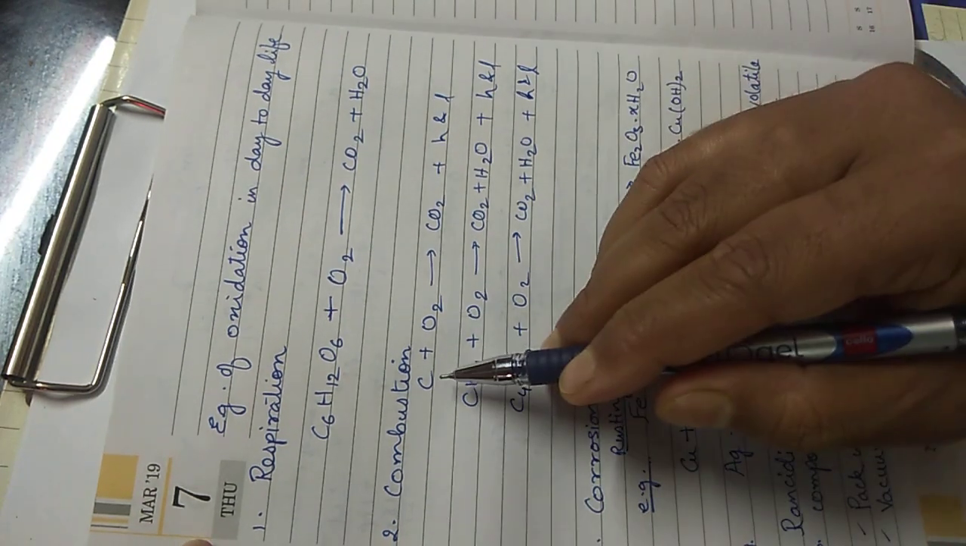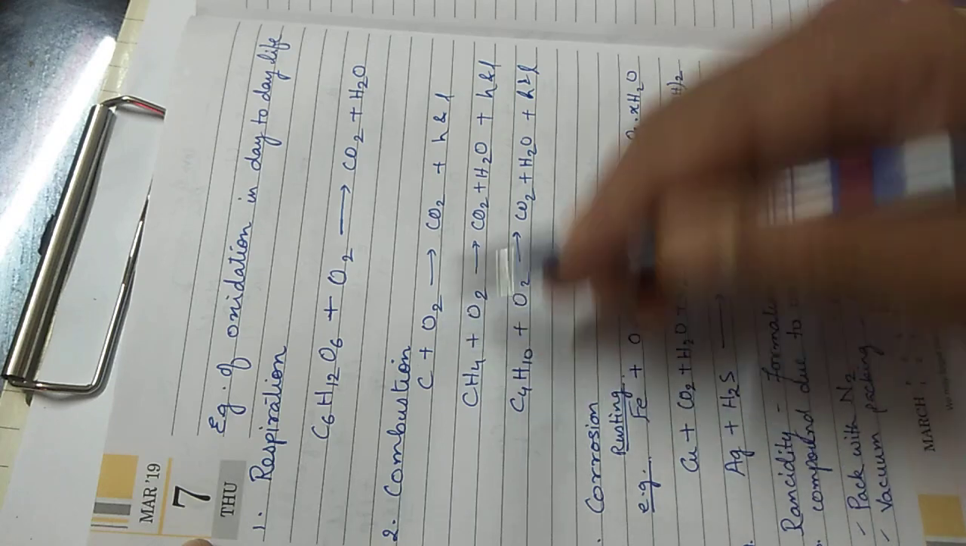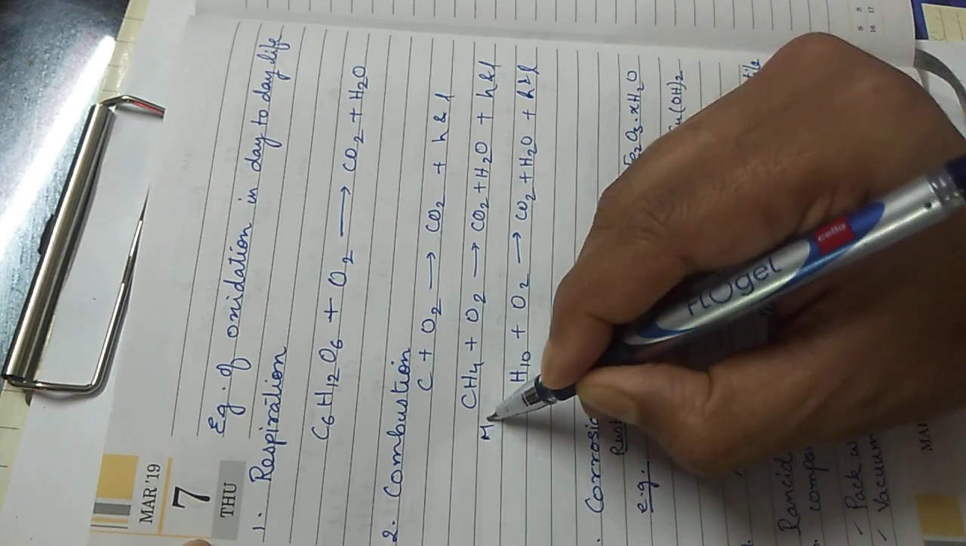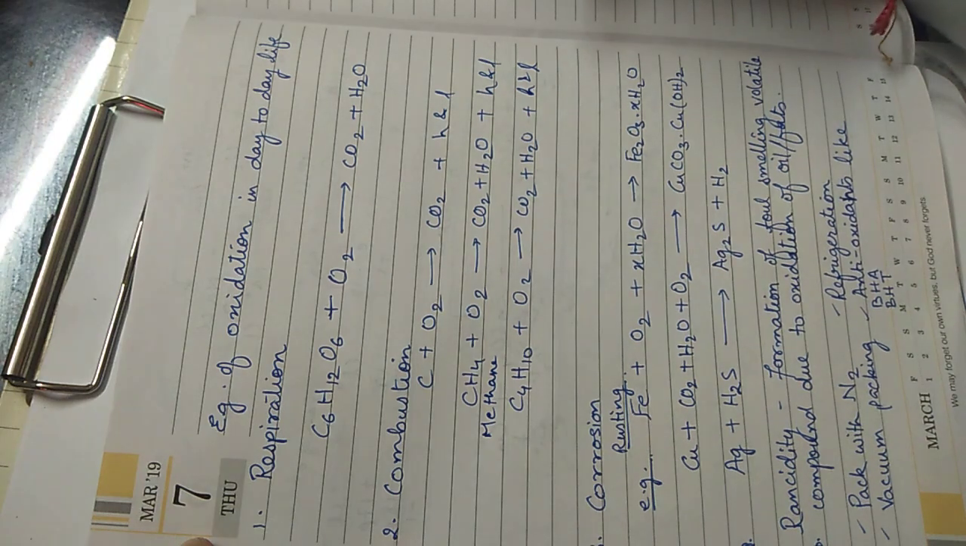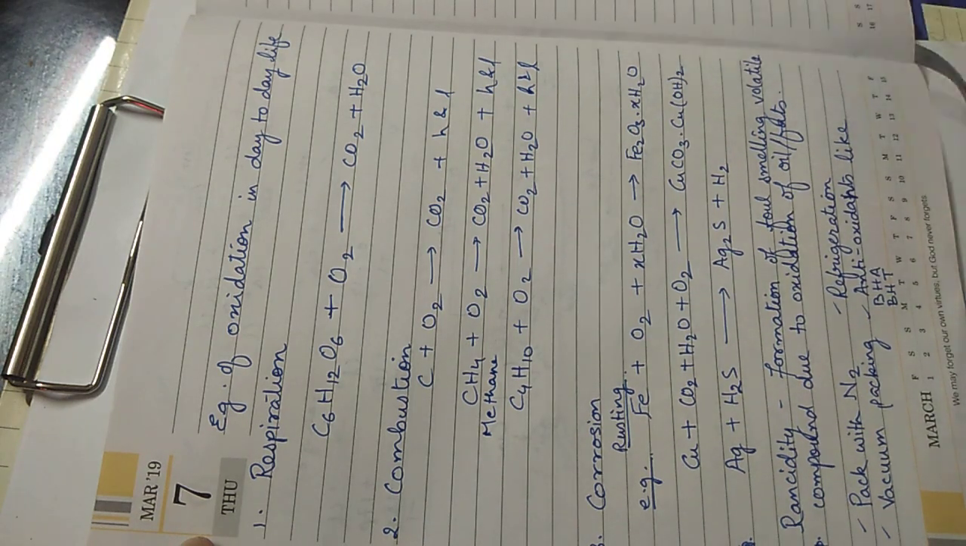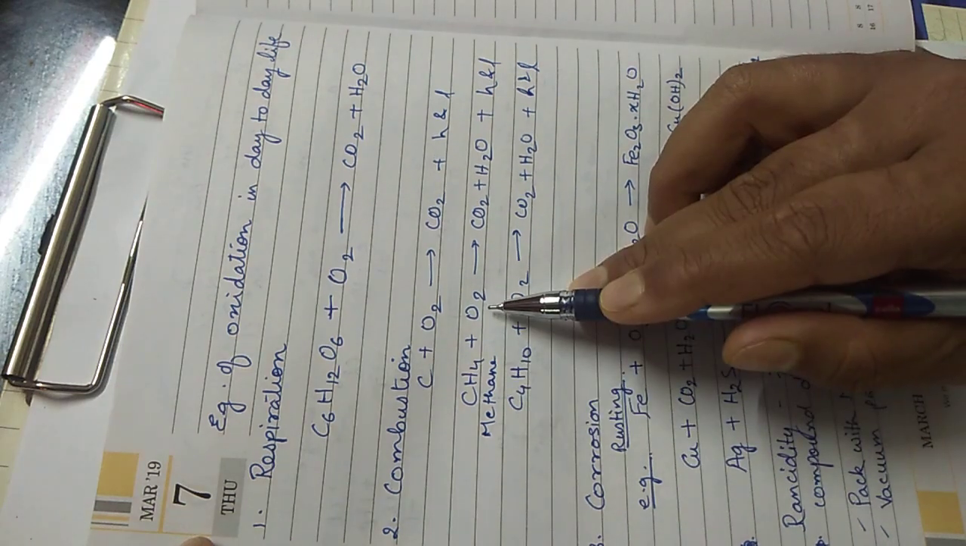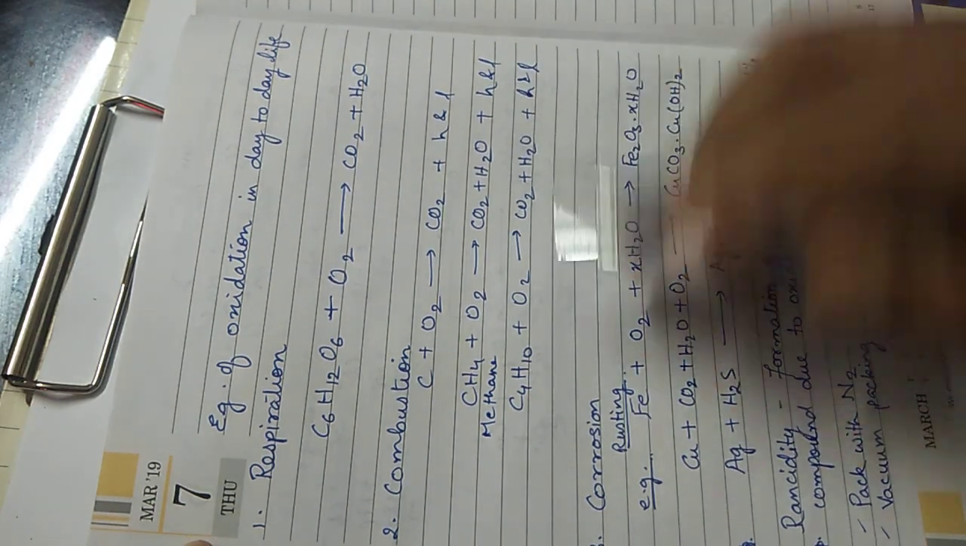This you can identify. This is carbon, burning of coal or whatever. This is methane. CH4 is methane. Methane is the most important gas present in natural gas. So it is the main gas of natural gas. Methane, you burn methane, you get carbon dioxide, water plus heat and light.